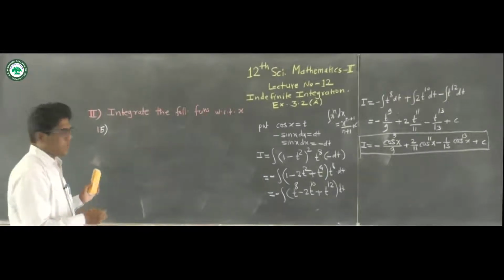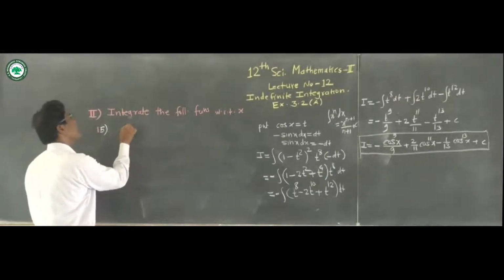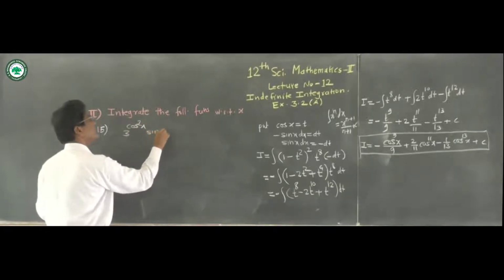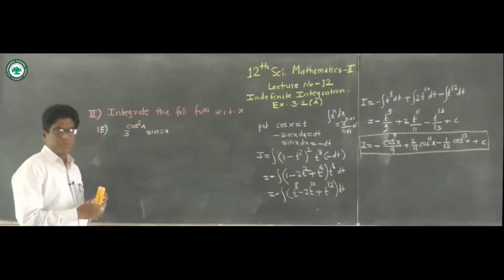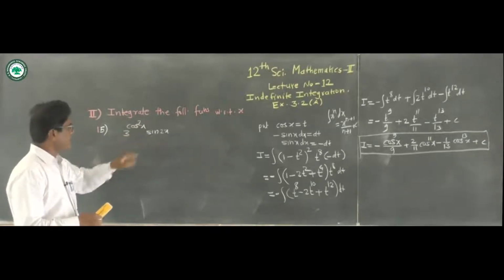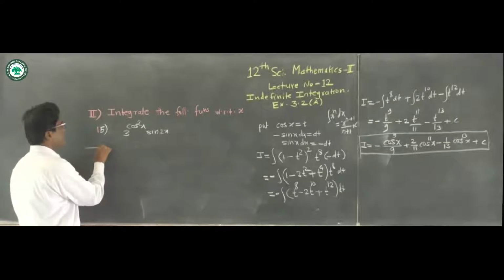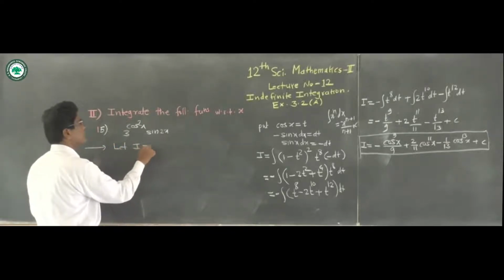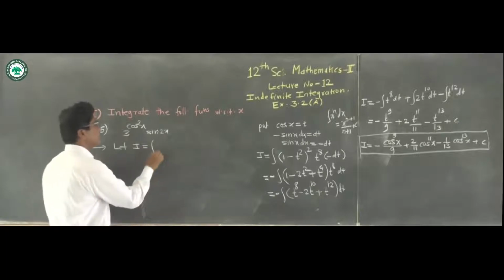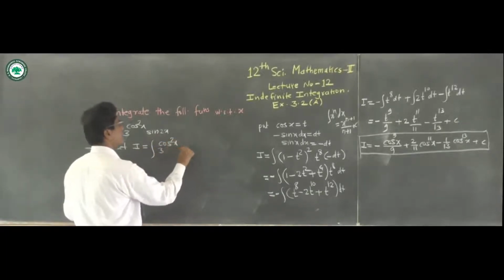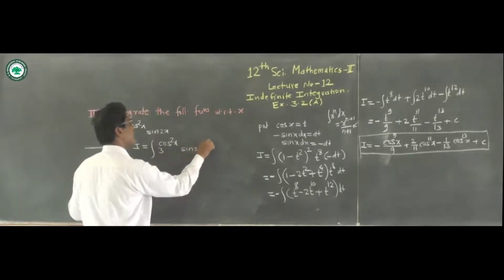Problem 15 is 3 to the power cos square x sin 2x. So we call this I. So let I be equal to the integration of 3 to the power cos square x sin 2x dx.